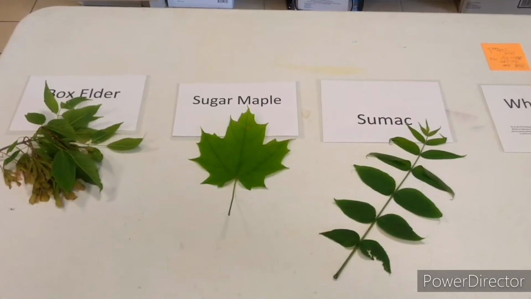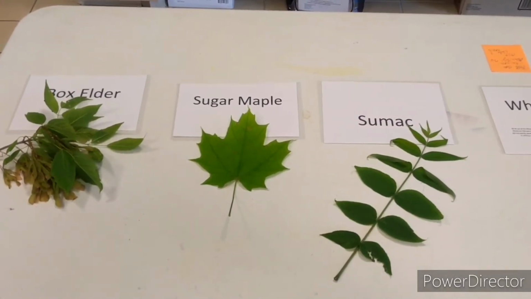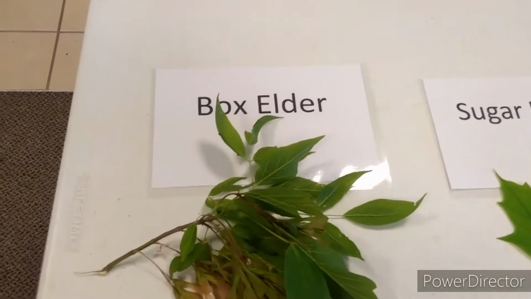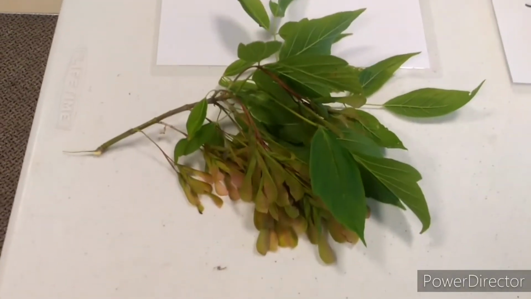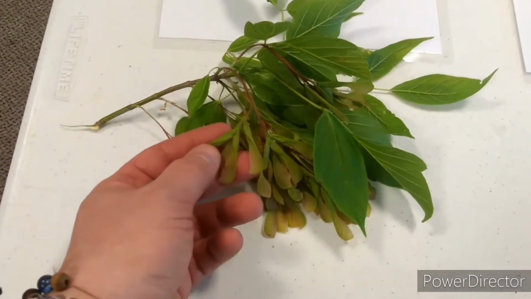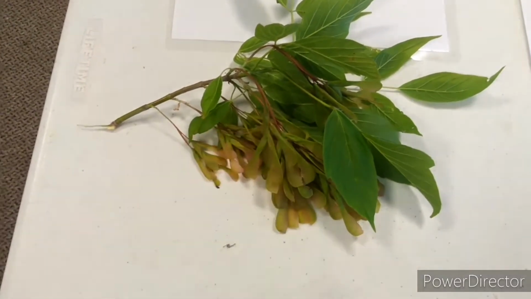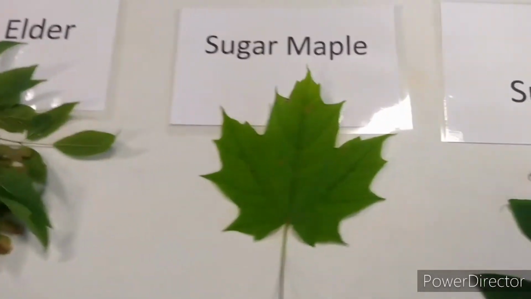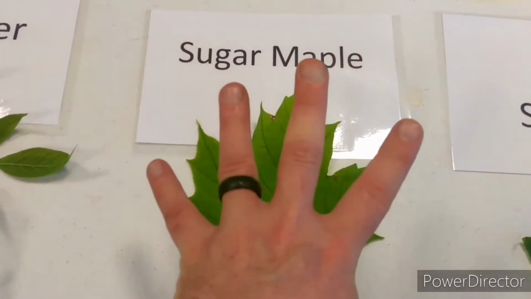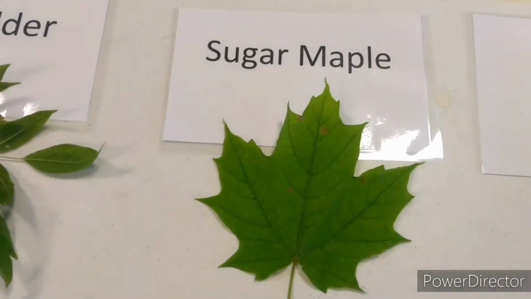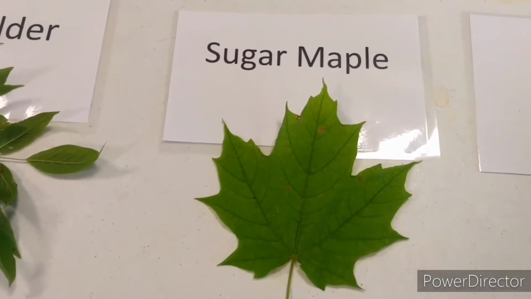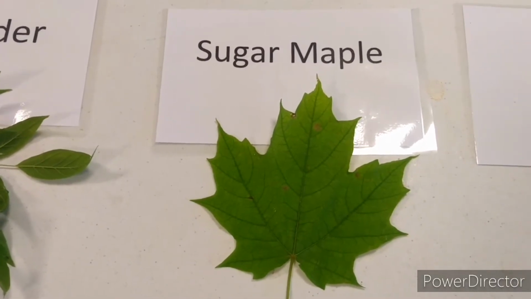Now we're going to take a look at three other trees that are very common to this area. We have over here the box elder, which is in the maple tree family, and you can see that it has these nice little leaves here, and at this time of year it has lots of spinners. Over here we have our sugar maple, and our sugar maple has that nice hand look that you will also recognize from the Canadian flag. The sugar maple is Wisconsin's state tree.